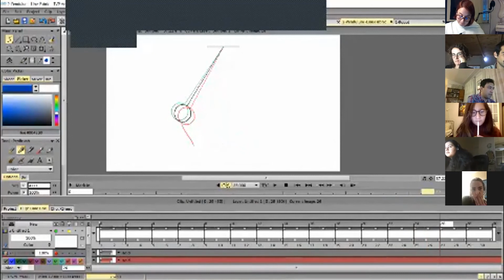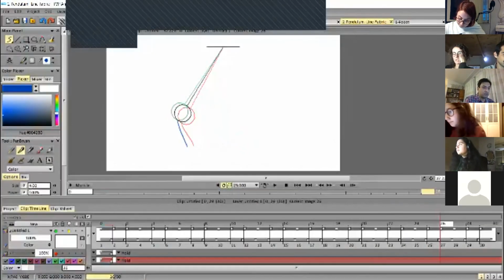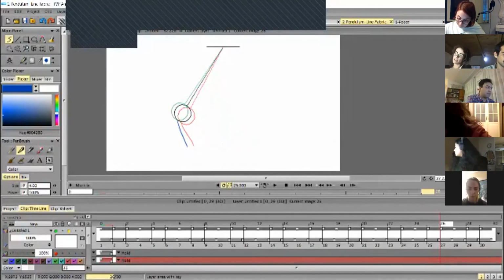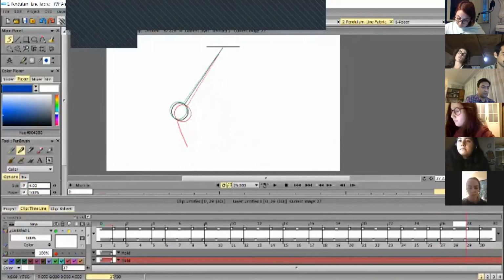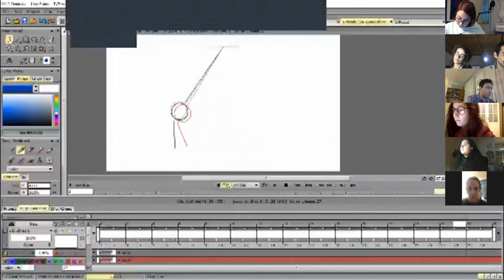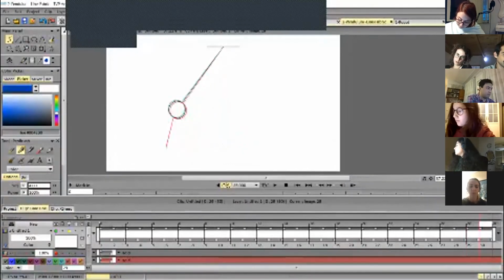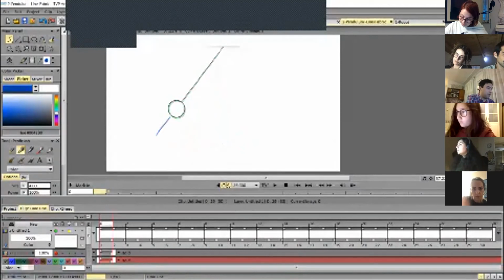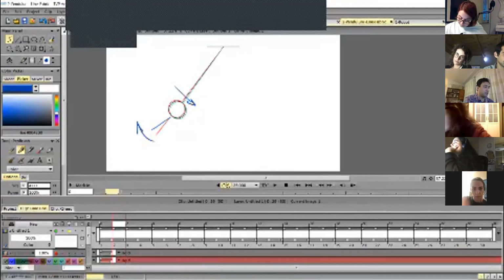Then again the pendulum slows down. Fabric catches up. And the pendulum returns back, but the fabric continues to move in the previous direction.